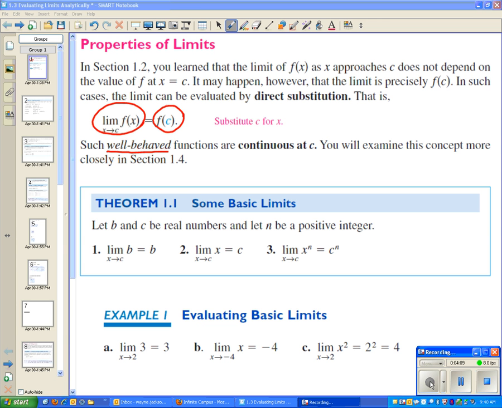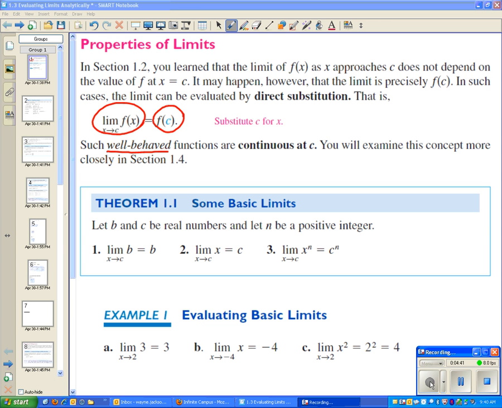All right, so first theorem on page 59, some basic limits. Let b and c be real numbers, and let n be a positive integer. The limit of b as x approaches c equals b. The limit of a constant is that constant. So what's the limit of 7 as x approaches 2? 7. What's the limit of 14 as x approaches 9? 14.